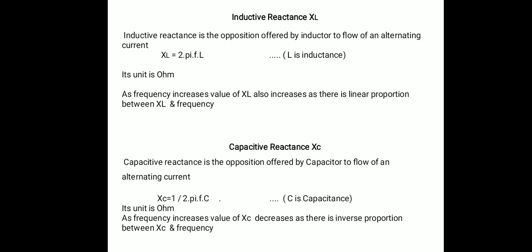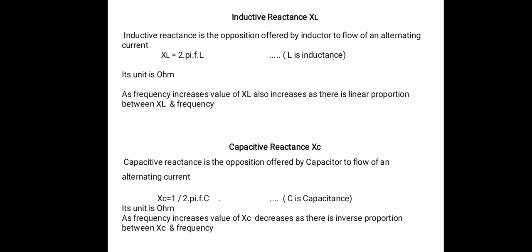As F goes on increasing, the value of XL goes on increasing. So the inductor opposes high frequency sinusoidal quantities. As frequency goes on increasing, the opposition offered by inductors also goes on increasing. We can understand that concept with the help of the equation XL is equal to 2 pi FL. XL is directly proportional to F. F increases, XL increases. The unit of inductive reactance is ohm. As frequency increases, the value of XL also increases, as there is a linear proportion between XL and frequency.